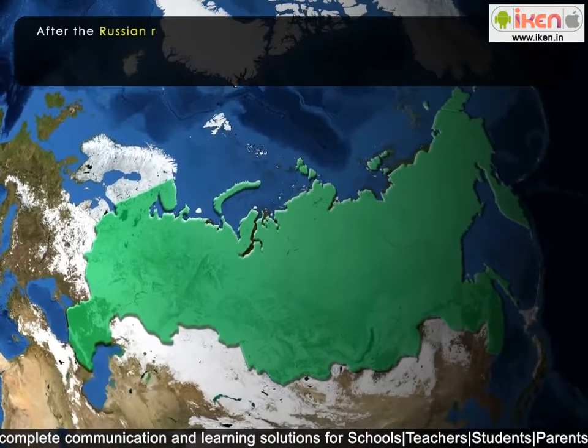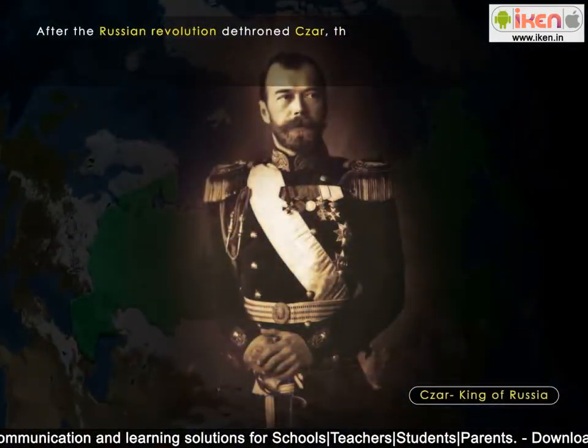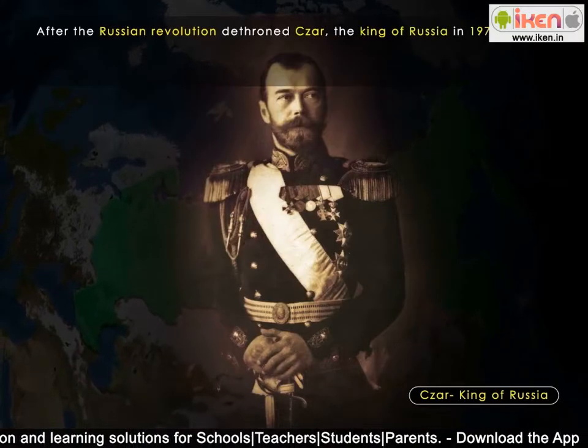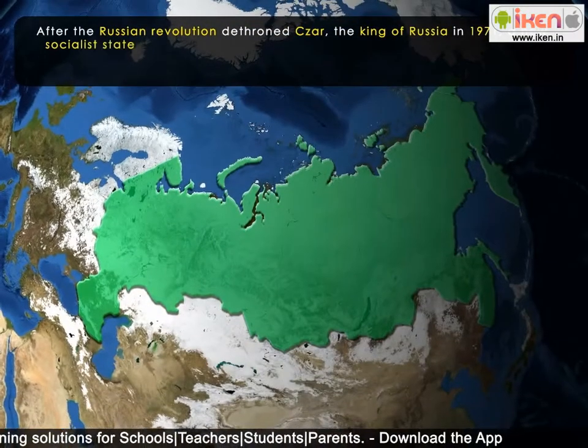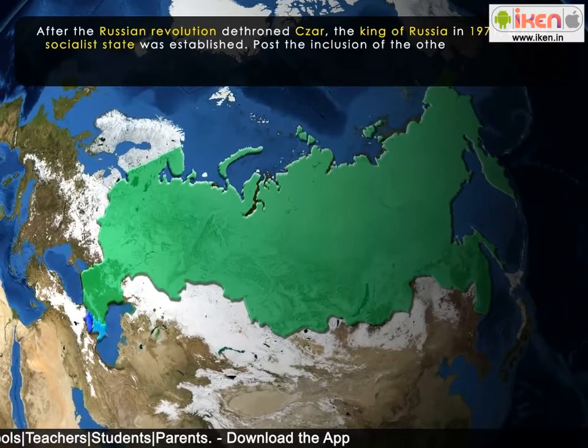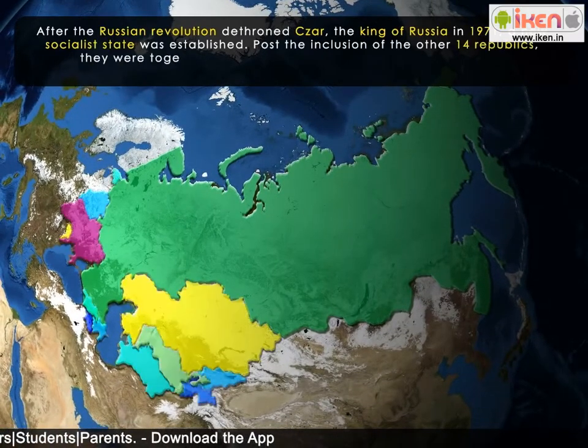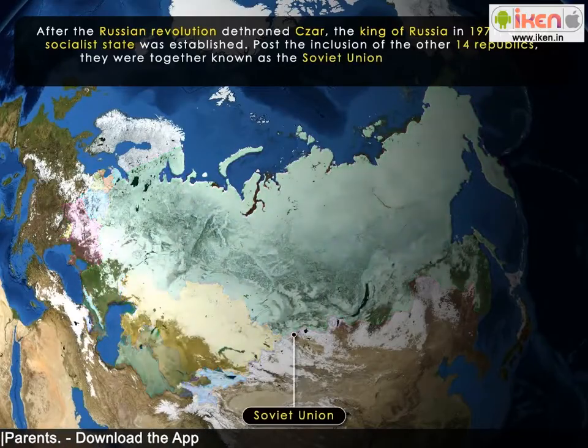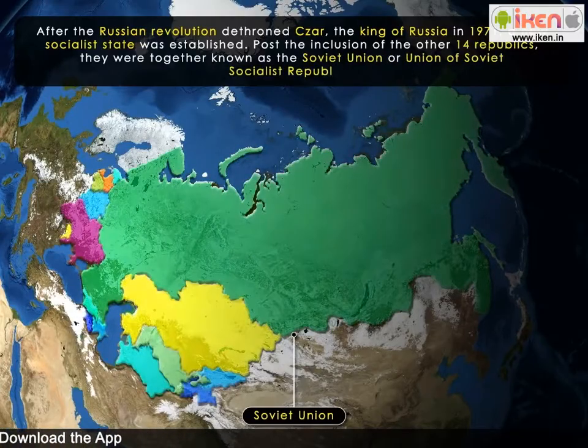After the Russian Revolution dethroned Tsar, the King of Russia, in 1917, a new socialist state was established. Post the inclusion of the other 14 republics, they were together known as the Soviet Union or Union of Soviet Socialist Republics.